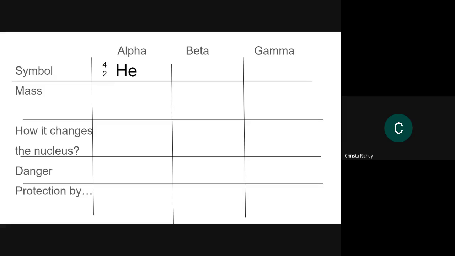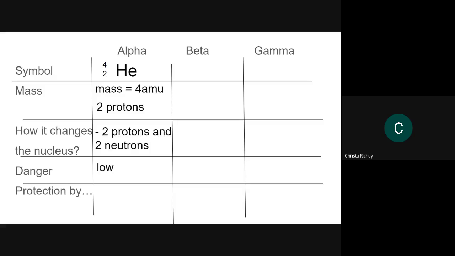No, 4 and 2. This is how you represent an alpha radiation particle. It is a helium nucleus. What is the total mass of an alpha particle? 4. Now, how many protons are in a helium nucleus? 2. So in the nucleus, you're going to reduce by both 2 protons and 2 neutrons. So the negative just means you're going to take them away from the parent.